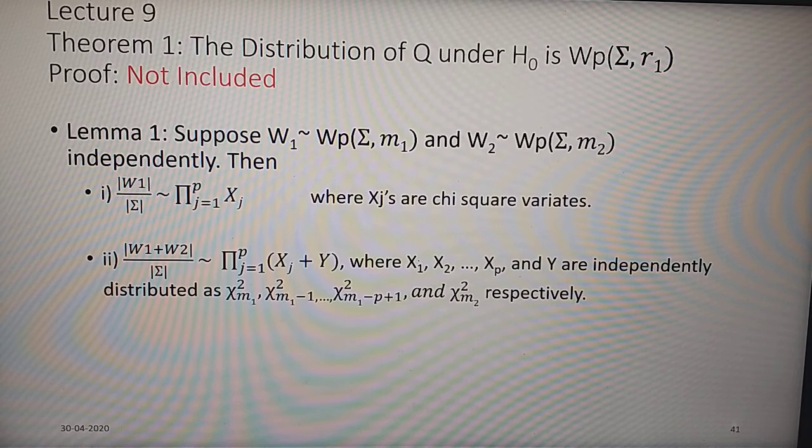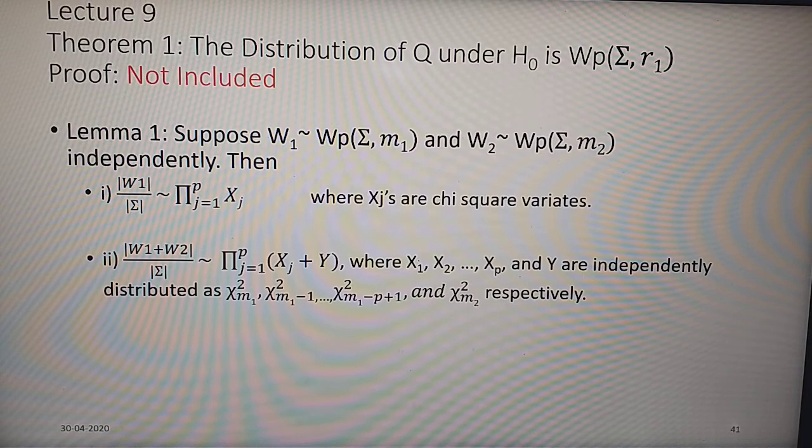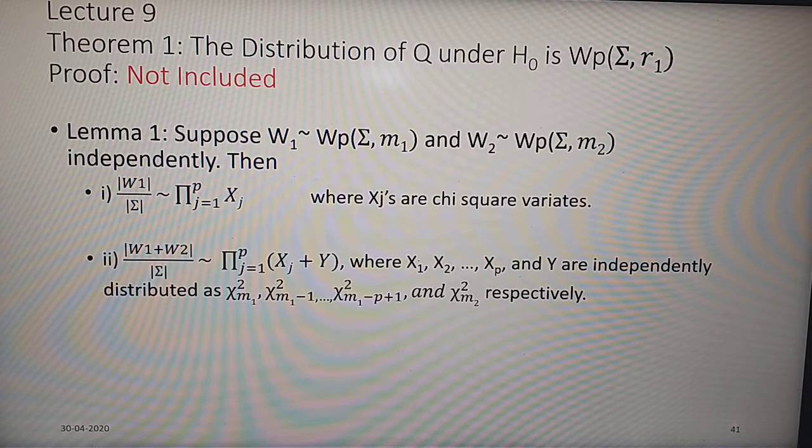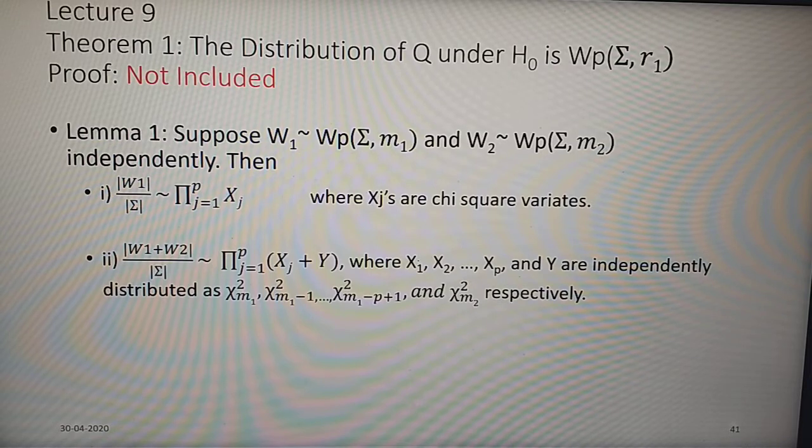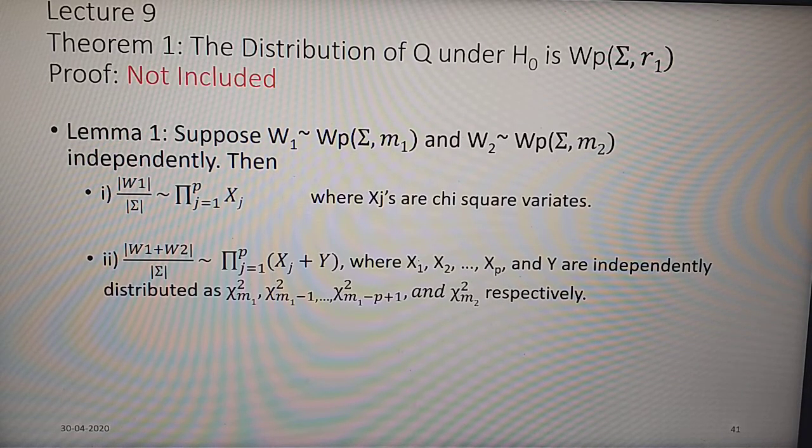In theorem 1, the distribution of Q under the null hypothesis S naught is p-variate Wishart with parameter sigma and R1 degrees of freedom. So this is the first result as a theorem. You note down this, and the proof is also not included. And second, lemma 1. We will refer to this lemma afterwards when we require.